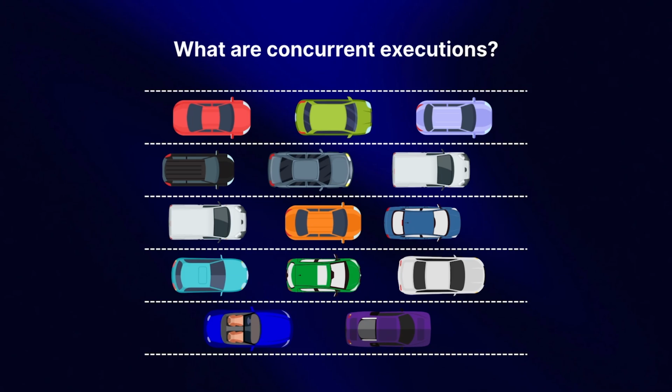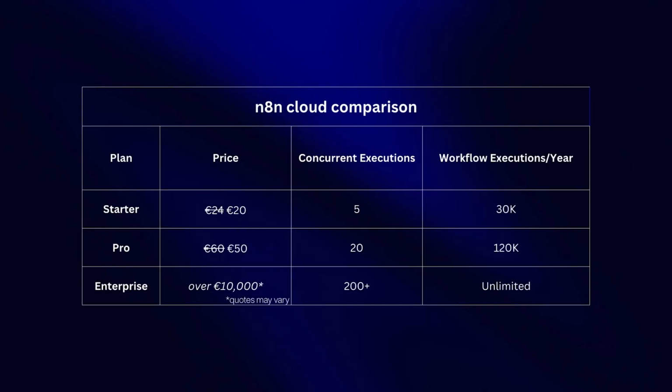Let's say you're offering a service on a website that when the user presses the process button, it goes and runs a workflow on your N8N. If you had tens of users on your website, you'd want the ability to have tens of executions running at the same time. And that's basically what concurrency is. So going back to the comparison of N8N's plans, you have the starter, the pro, and the enterprise. Here are how many concurrent executions you can run and how many total workflow executions you can run per year.